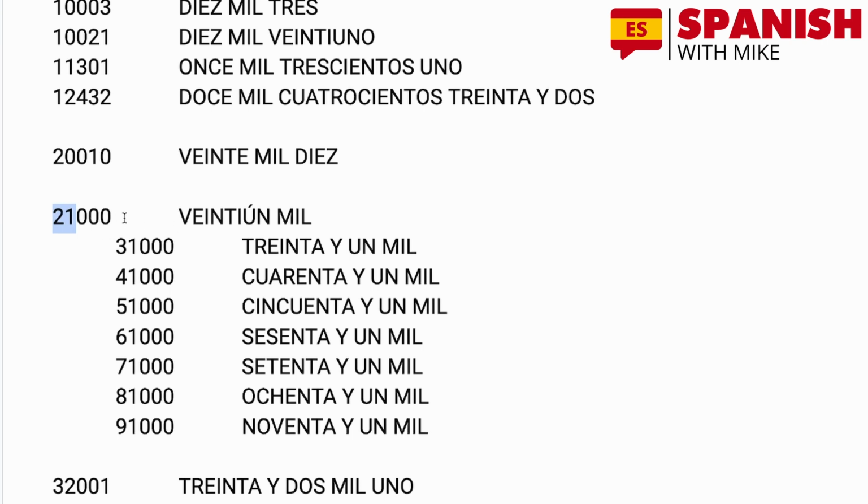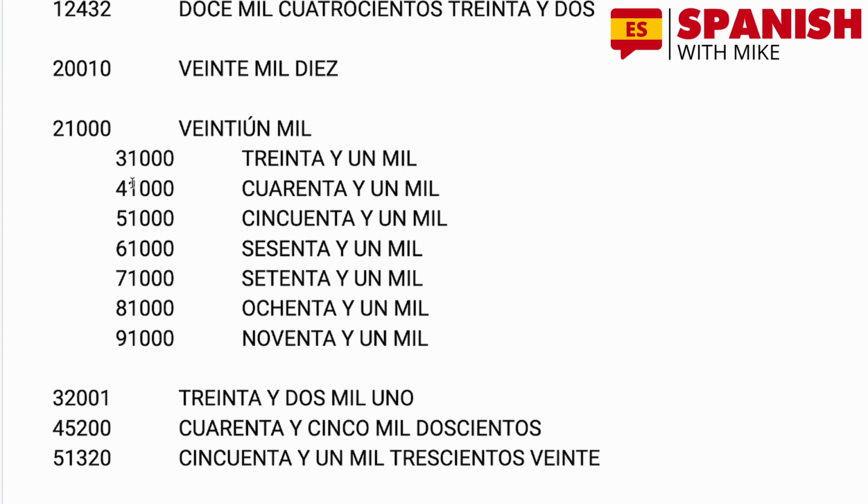No, 21,000. Same thing with 31,000. With 41,000. With 51,000. 61,000. 71,000. 81,000. 91,000. Of course, with all of the possible combinations in between. 31,232. 31,005. 31,010. All of the possible combinations.